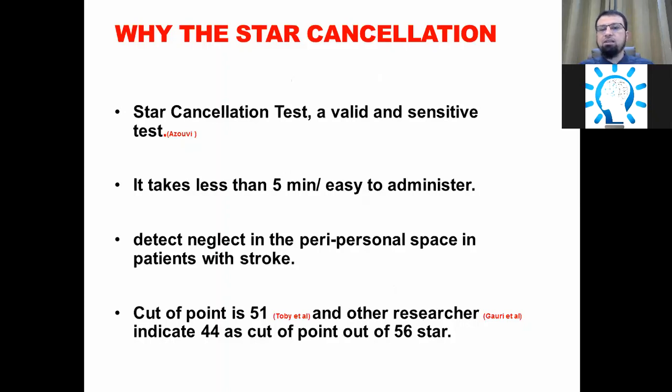Why star cancellation? It's a valid and sensitive assessment. It will not take more than 5 minutes, and it assesses peripersonal neglect. But the study says that 80% of the patients who have visual neglect on the star cancellation are confirmed with other types of neglect, like extrapersonal, on cancellation as well. But for you, it's important at least to use something very simple for the patient. How do we do the assessment?